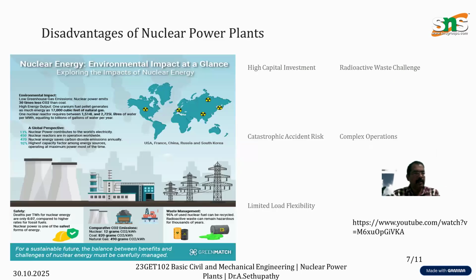And these are the disadvantages of nuclear power plants. First is high initial cost, radioactive waste disposal challenges, and accident risk for these nuclear power plants, and trained persons are needed for operating this type of power plant. Also complex operations and limited load flexibility. So these are the main disadvantages of the nuclear power plant.